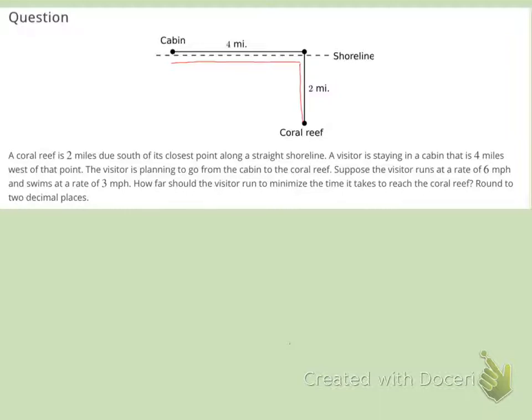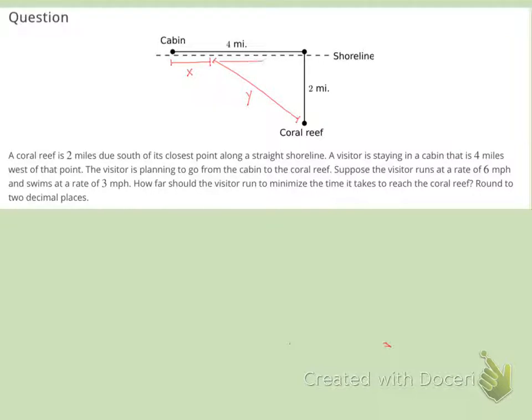This is a long problem, so bear with me here. So we need to label some things. Let's let the distance that the visitor runs, let's call that X. And then the distance that the visitor swims, let's call that Y. So the first thing you should notice is that we want to express Y in terms of X. And we have this nice right triangle here.